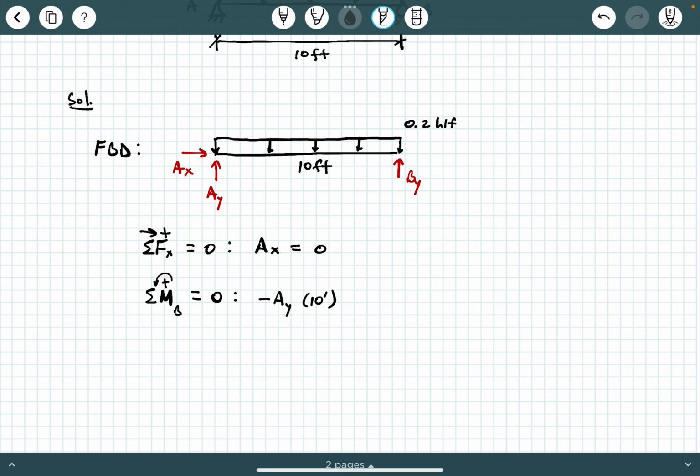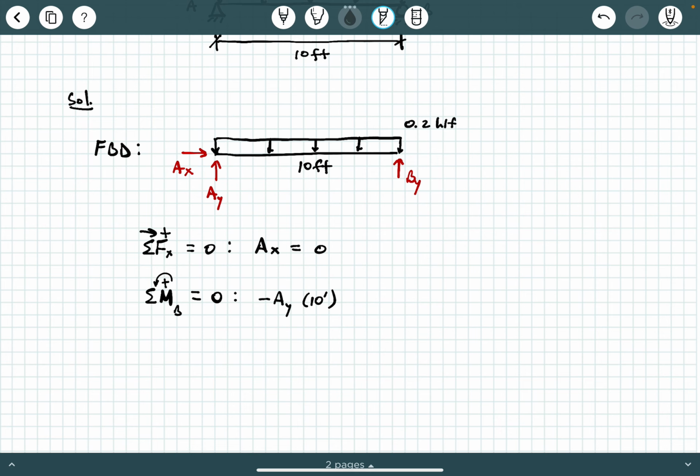Ay times the perpendicular distance to B, okay? That perpendicular distance is 10 feet. Notice Ay is vertical, and your moment arm is the distance that is perpendicular to the line of action of the force, which is Ay. Why negative? Well, I'm saying counterclockwise is positive. If I take Ay and say, hey, this is causing a rotation around point B, that is a clockwise rotation, and clockwise would be negative here, okay?